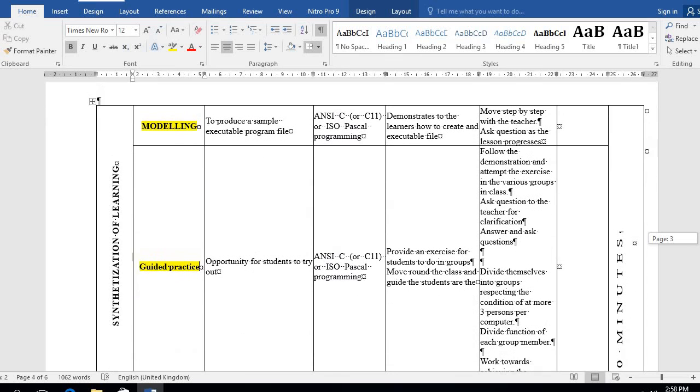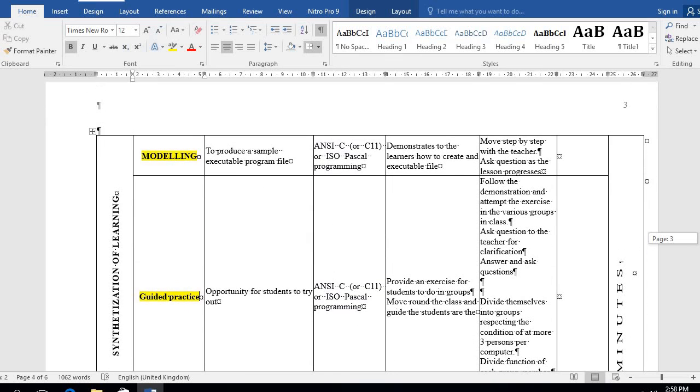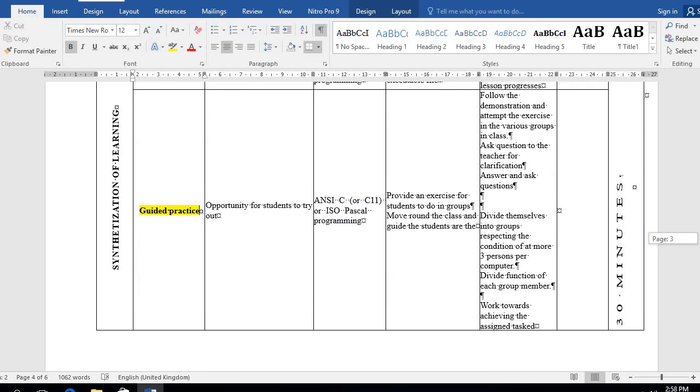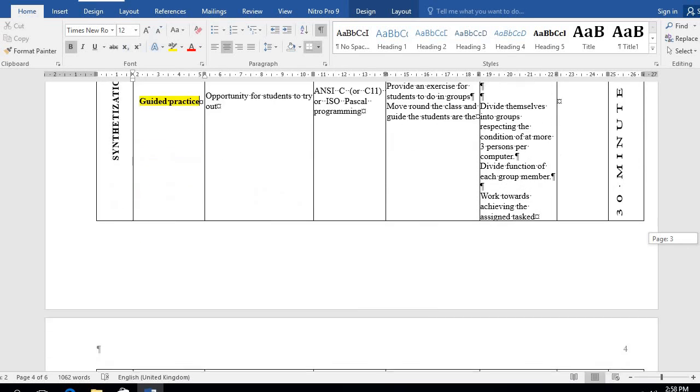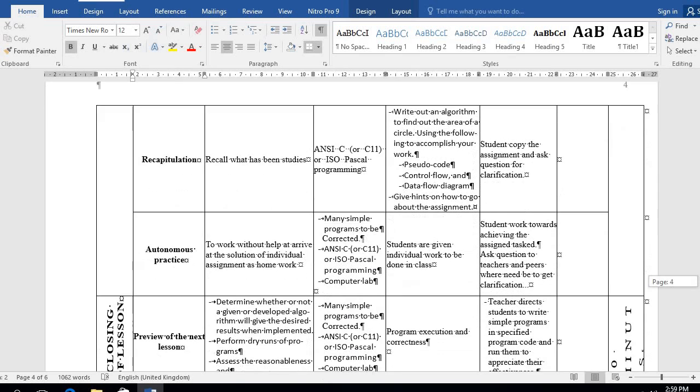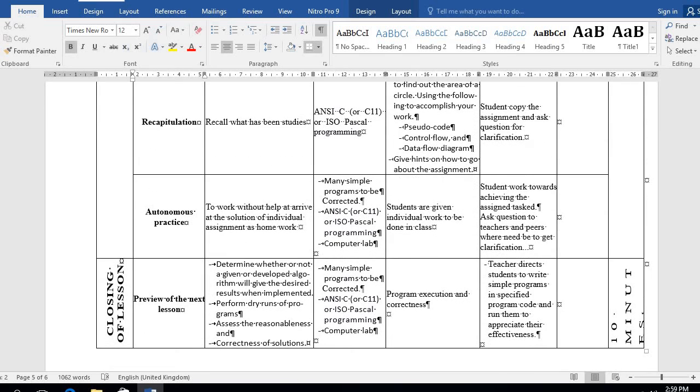So if it was mathematics, you give an example on the board, and then you present an exercise for them to solve. You go around and check. Okay, next you have recapitulation. You see whether they can recall what has been studied. You try this at their own time, and then you guide them through.